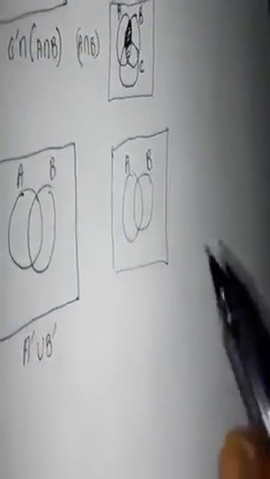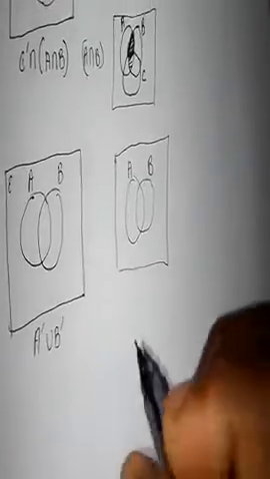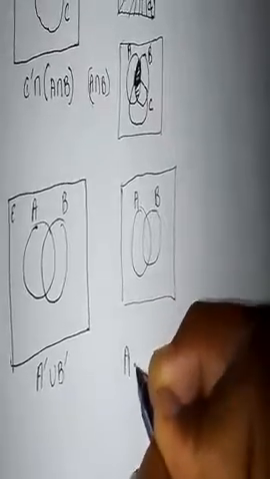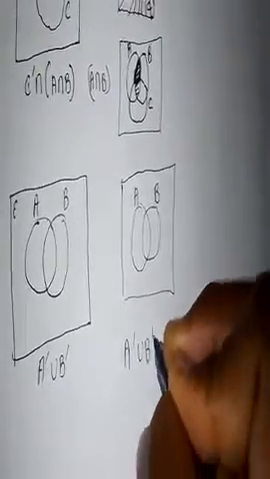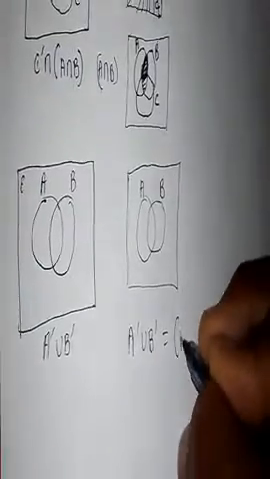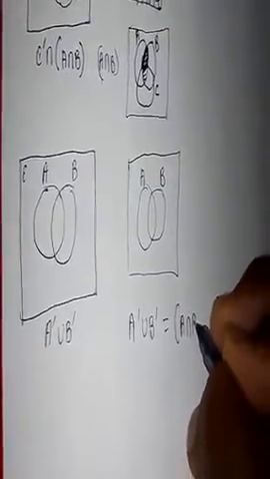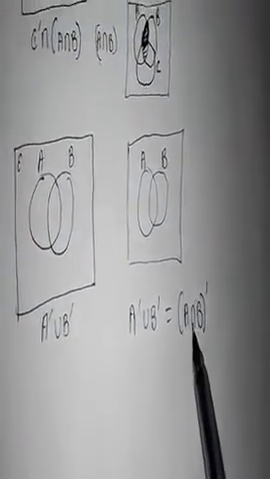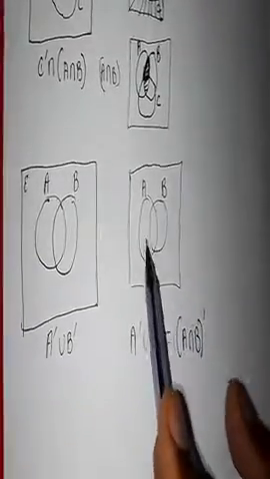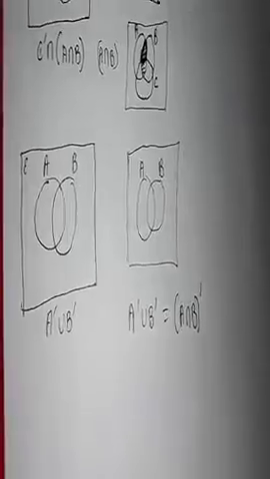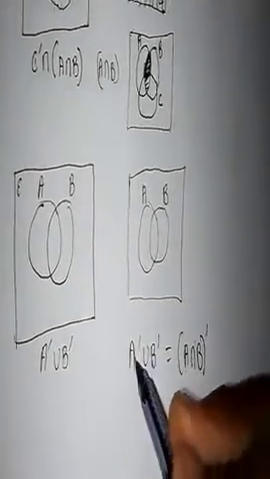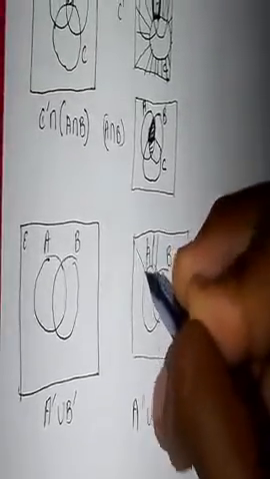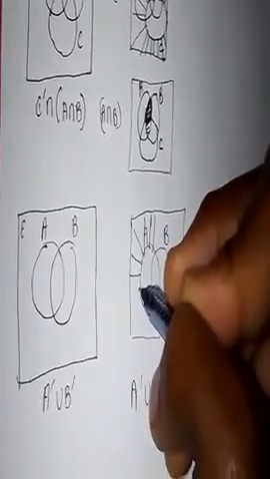As we said earlier, where I told you to note, A complement union B complement is equal to A intersection B complement. So here we already know A intersection B complement is everything outside here. So I'm going to show you how it's like. So first we're going to go step by step. So A complement, everything outside of A, which is everything outside of set A.